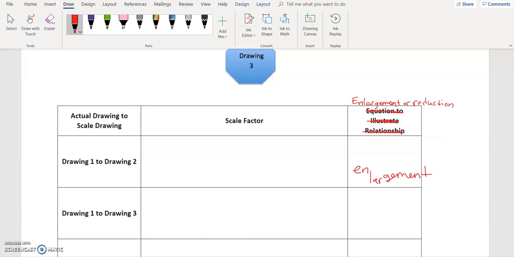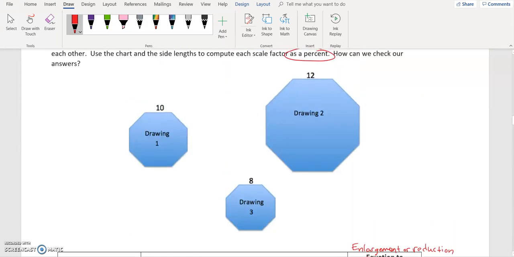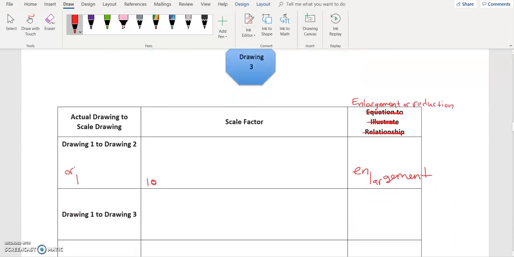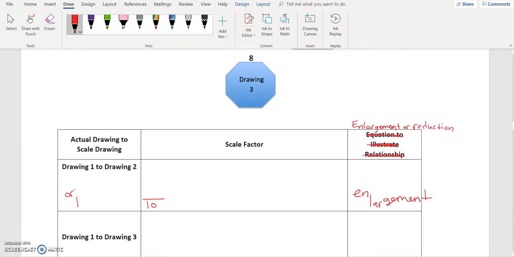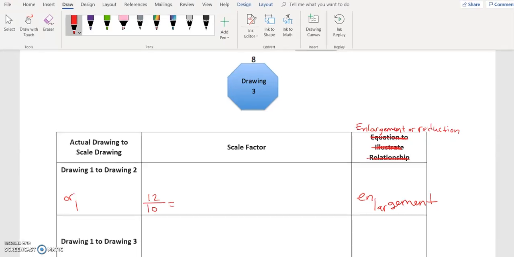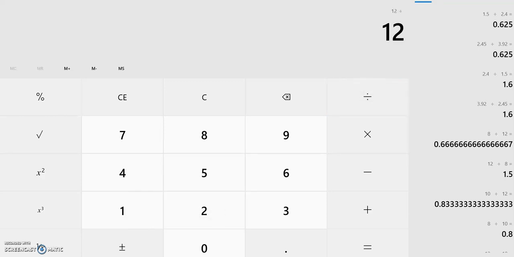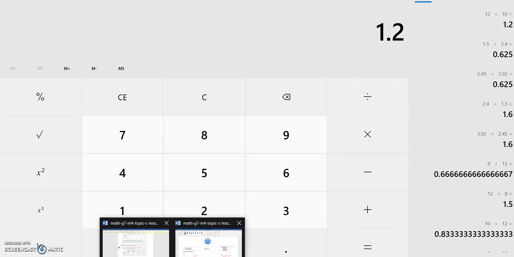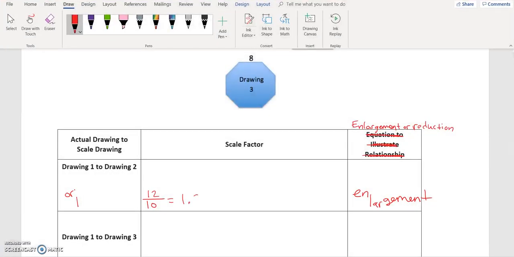So drawing 1 is our original, and that's going to be our denominator. Drawing 1 was 10. That's our denominator. Drawing 2, 12. So 12 divided by 10, 1.2. Decimal to a percent, 120%. And so that is an enlargement. It does go along with that.